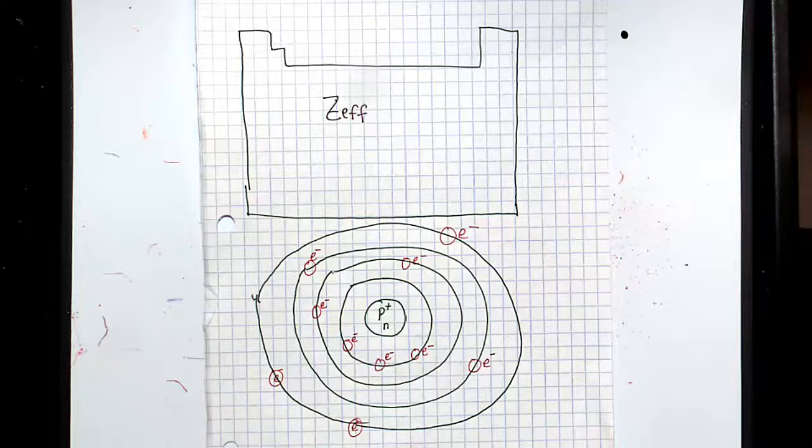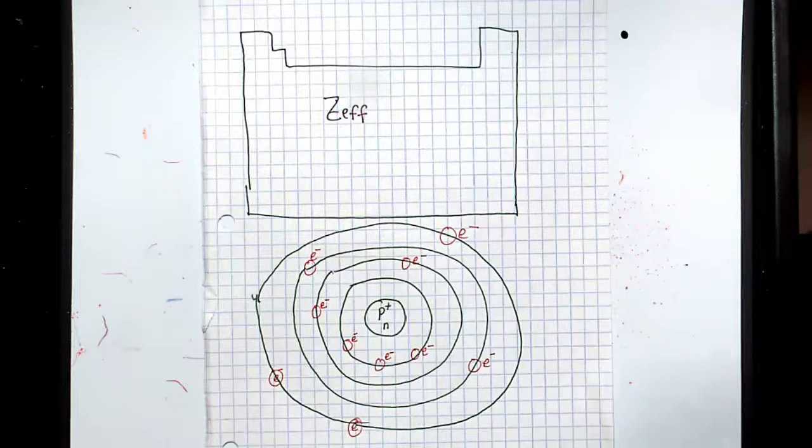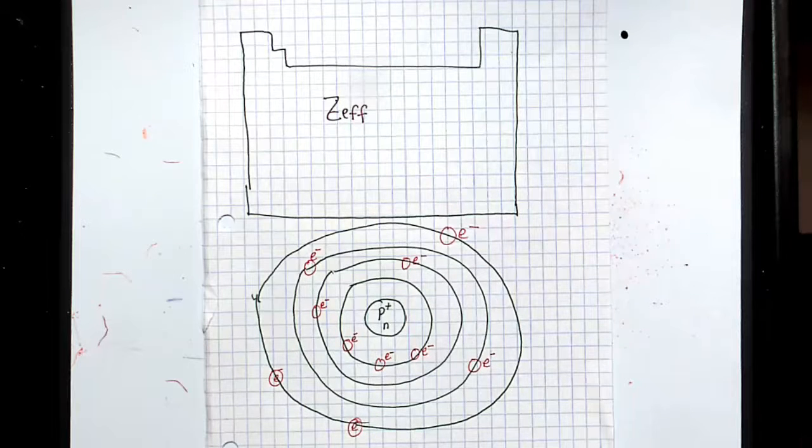In this video we will talk about the periodic trend with regards to effective nuclear charge. Effective nuclear charge is abbreviated Z sub eff. To better explain it, we will draw a very crude model of an atom, like how Bohr envisioned the hydrogen atom.